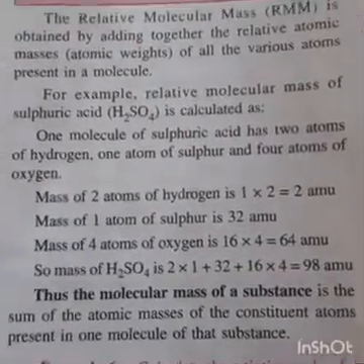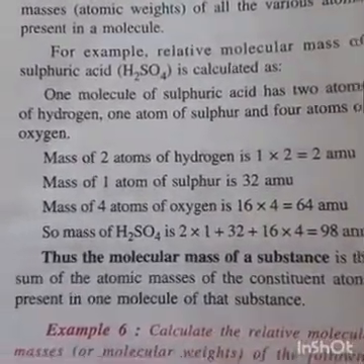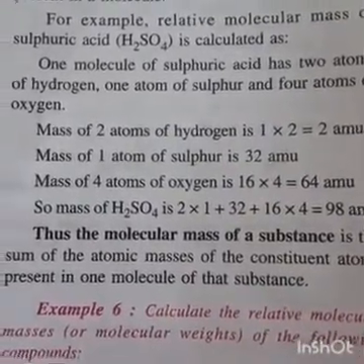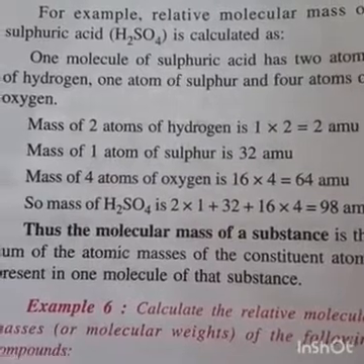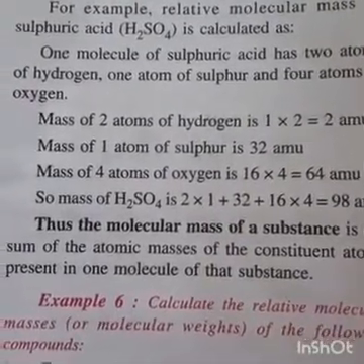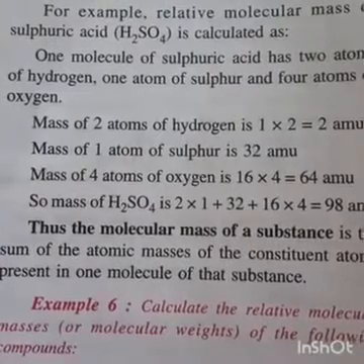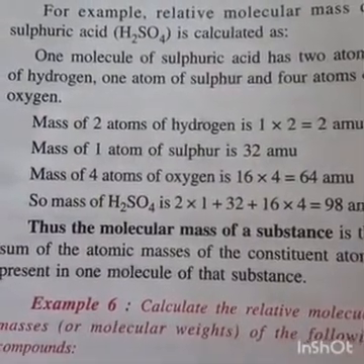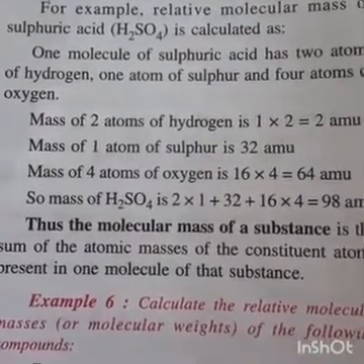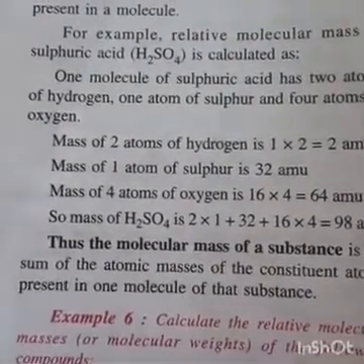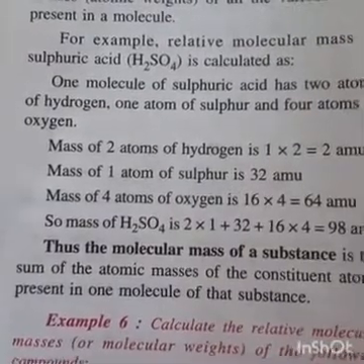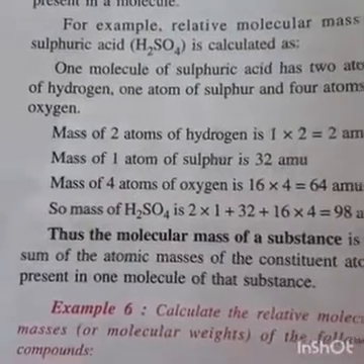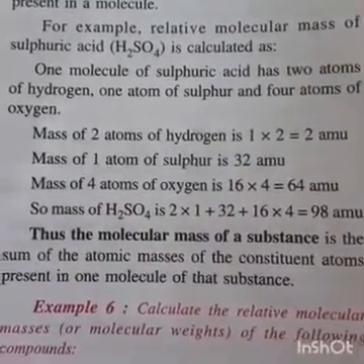If I consider sulfuric acid, you will find that there are 2 atoms of hydrogen. So the mass of 2 atoms of hydrogen is 2 into 1, equal to 2 AMU. The mass of sulfur is 32 AMU because 1 atom of sulfur is there. Now the mass of 4 atoms of oxygen: the mass of 1 atom of oxygen is 16, so 16 into 4 becomes 64. If I add all these masses calculated, hydrogen plus sulfur plus the 4 oxygen, it will be equal to 98.